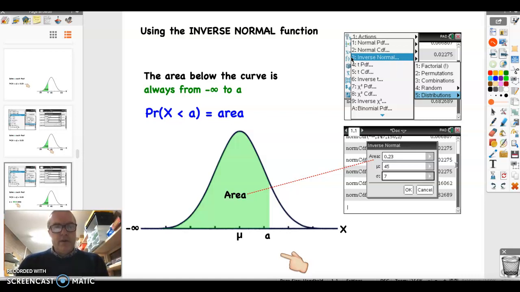Really important point when using the inverse normal function. This input of area is always the area from negative infinity up to a certain point. So it's never the area that's in between a lower and an upper boundary. That lower boundary is not finite, it's always negative infinity. And that's really important to understand when using this function. So the only time we can use the inverse normal function to get a value of x is when we know, or when we've worked out, the area from negative infinity up to that point.